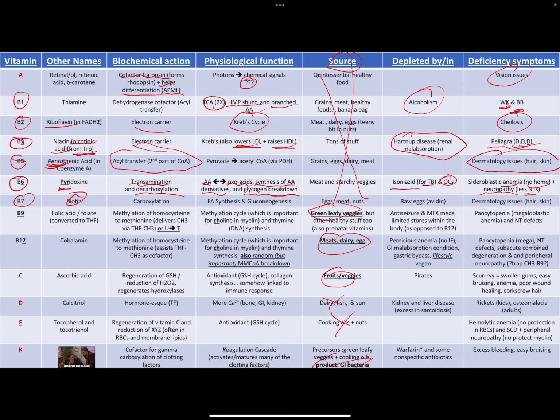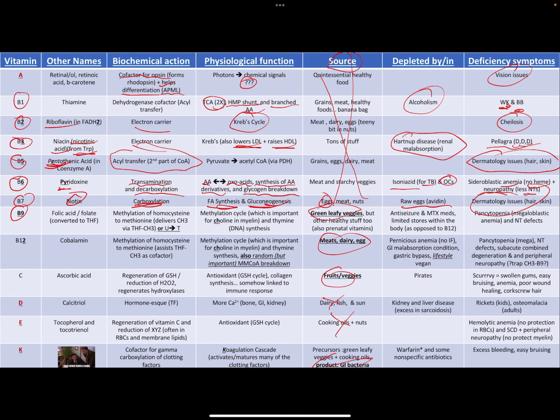B7 is biotin. It causes carboxylation. When am I building carbons up? Well, if I'm making fat or if I'm making new sugar. If you have raw eggs, maybe we should know this one as well. In the egg whites, there is avidin. Avidin has a crazy high affinity for biotin. So if you're just chugging raw eggs trying to get really fit, you're going to make yourself sick because it's going to chelate all of the biotin. Also causes derm issues, not much to write home about.